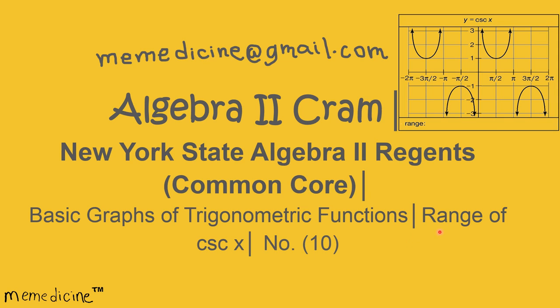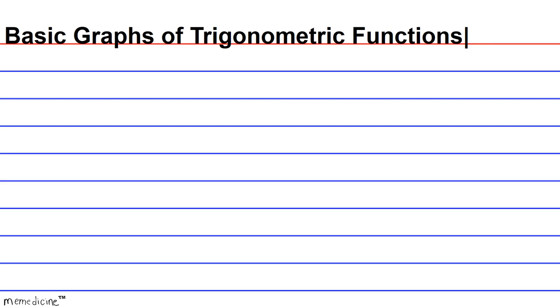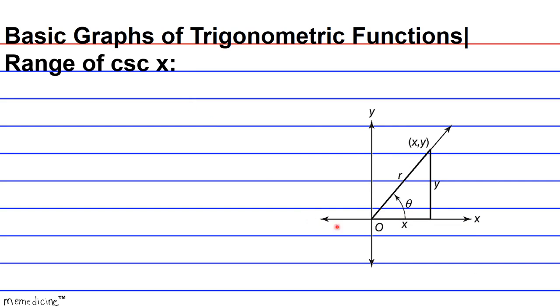Let's cram range of cosecant of x. Basic graphs of trigonometric functions. Range of the cosecant of x. Before we delve into the concept, I want you to recall what the cosecant of some specific angle x is. In our pre-example, we're going to allow the Greek letter lowercase theta to represent the angle instead of x, because we're going to use x as our x variable.